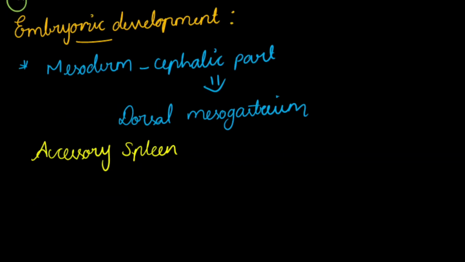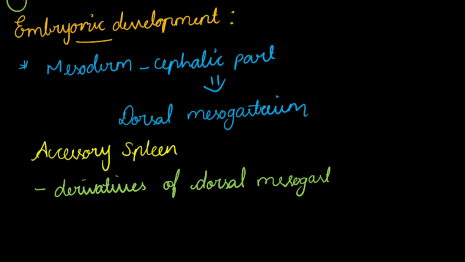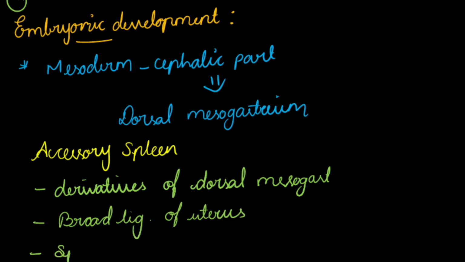This accessory spleen can be seen in any derivatives of the dorsal mesogastrium. The derivatives are the gastrosplenic ligament, lienorenal ligament, gastrophrenic ligament and greater omentum. And then we can see it in the broad ligament of the uterus, and at last in the spermatic cord also. This is all regarding the spleen.